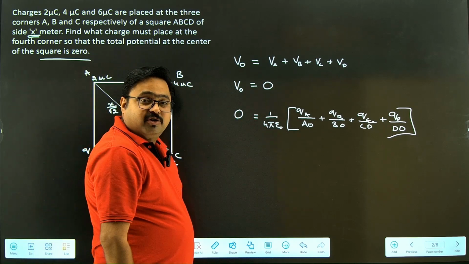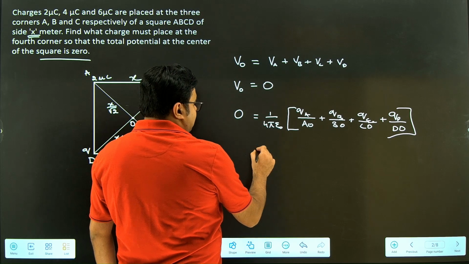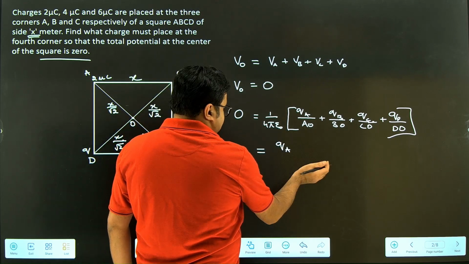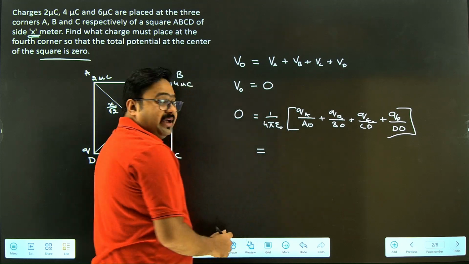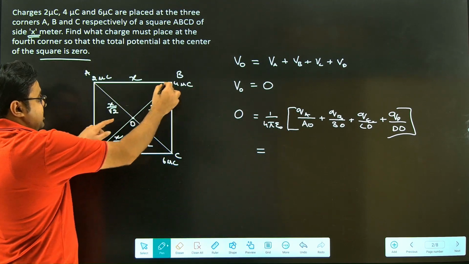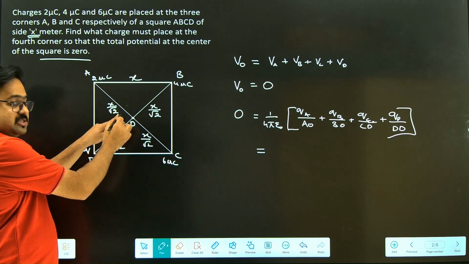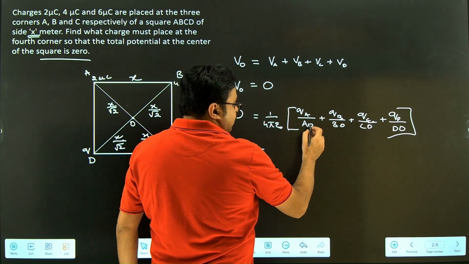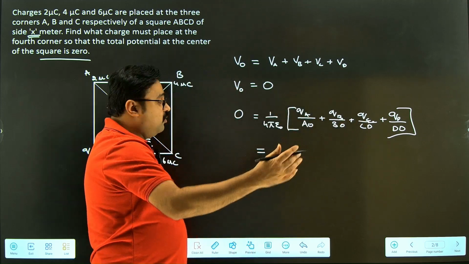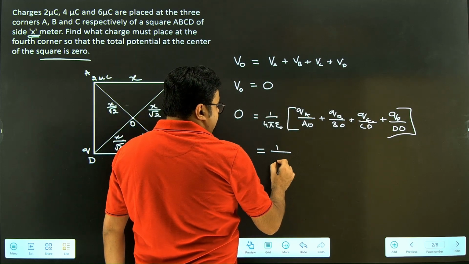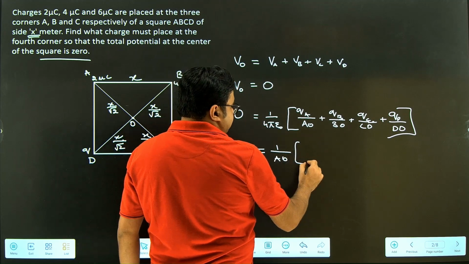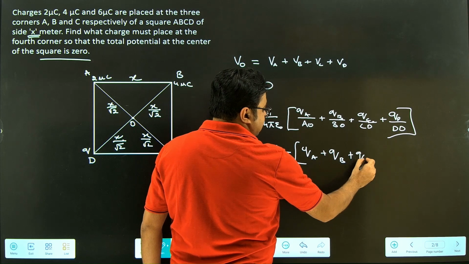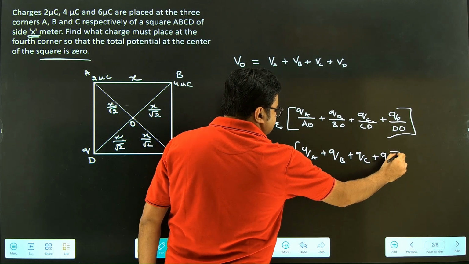You can send 1 by 4 pi epsilon naught to the other side, it will become 0. So we have, you can pull out AO as a common factor. AO is equal to BO, that's equal to CO, that's equal to DO as well. Because all of them are equal, you can call them AO. So we have 1 by AO multiplied by QA plus QB plus QC plus QD.